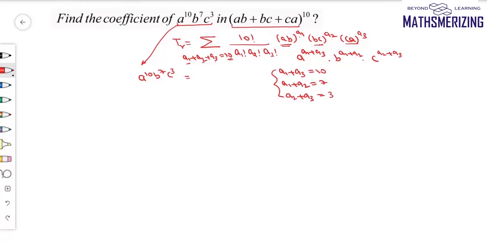Now what I already know is a1 plus a2 plus a3 is 10. So if I subtract the third equation, I'll get a1. So I'll get a1 as 7. If I subtract the second equation, I'll get a3. I'll get a3 as 3. And if I subtract the first equation, I'll get a2. And I'll get a2 as 0.